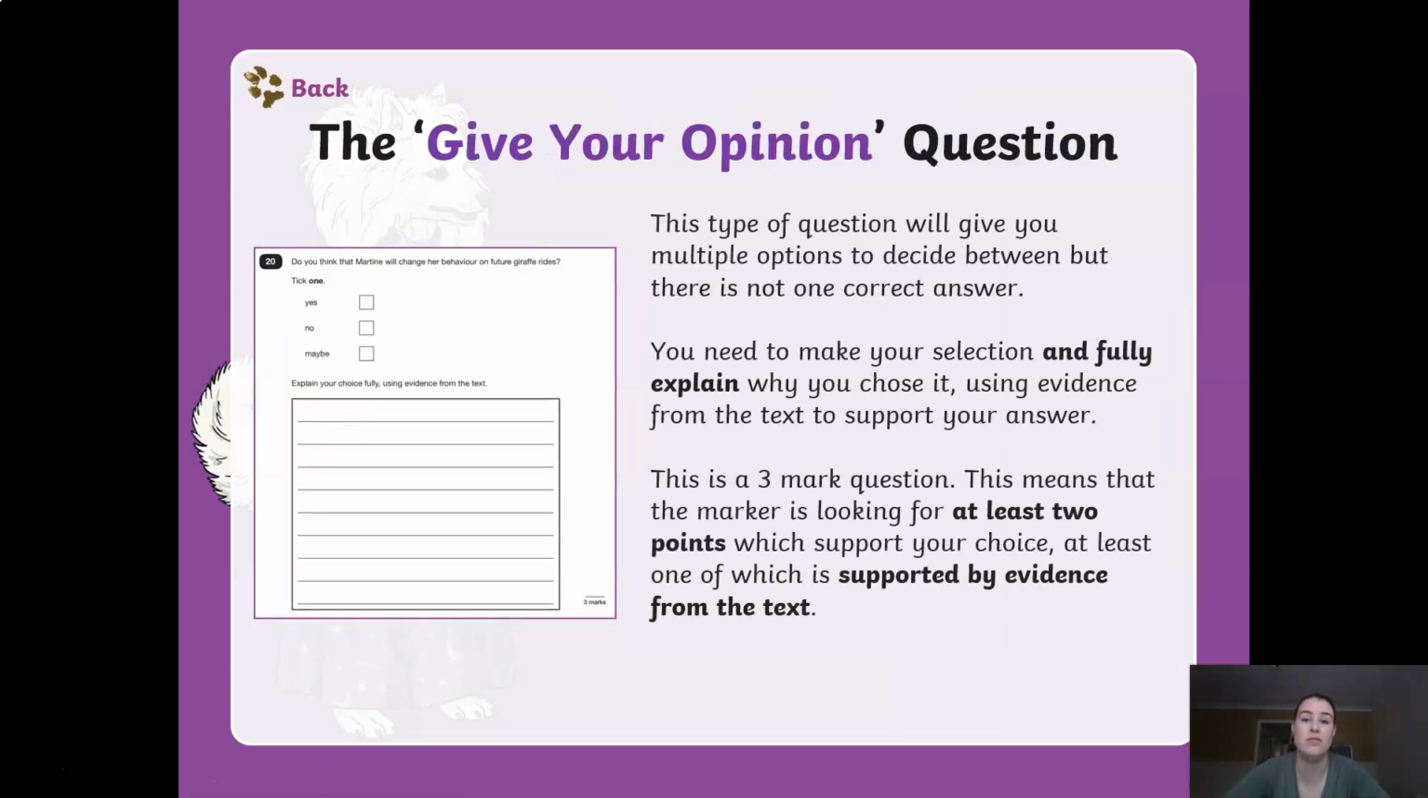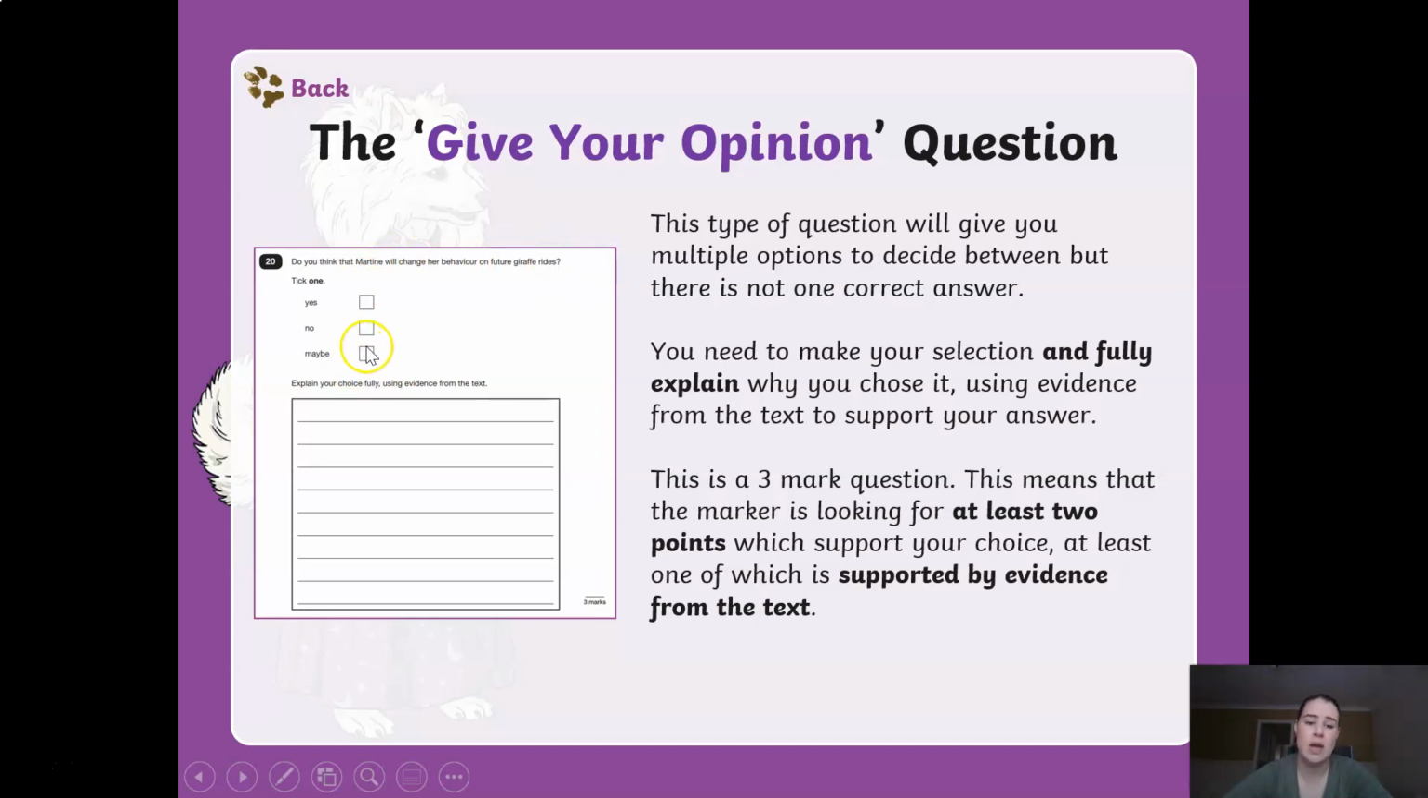So this is one where you have to give your opinion. On some level, there's no wrong answer. Obviously, you are entitled to an opinion. But in order for it to be a valid opinion, you have to give evidence to explain why you think that. So when it says, do you think Martin will change her behaviour on future giraffe rides? If you're going to tick yes, you need to give reasons why. If you're going to tick no, you need to give reasons why.